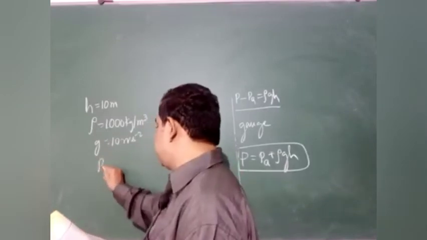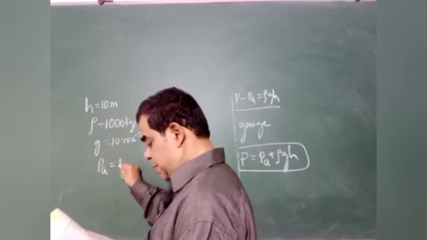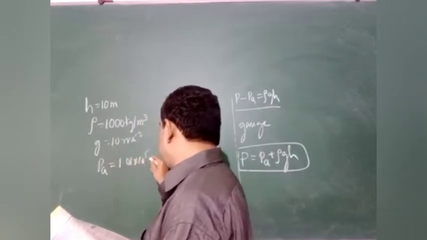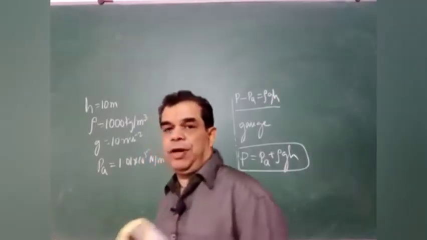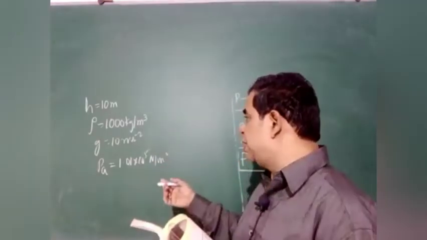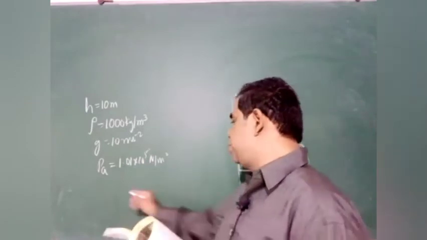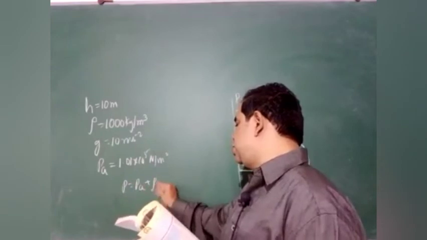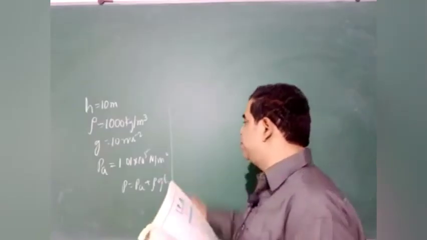Atmospheric pressure you can take, that we learn slightly later, 1.013 into 10 raised to 5 newton per meter square. This is the value for atmospheric pressure. So with this, you go for calculation of the pressure. The pressure formula is this one: P equals PA plus rho g h. Substitute everything, you'll get the answer. Do it quickly.